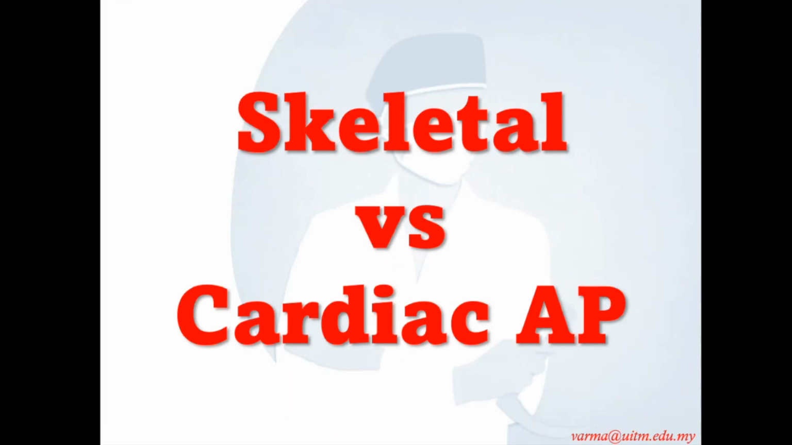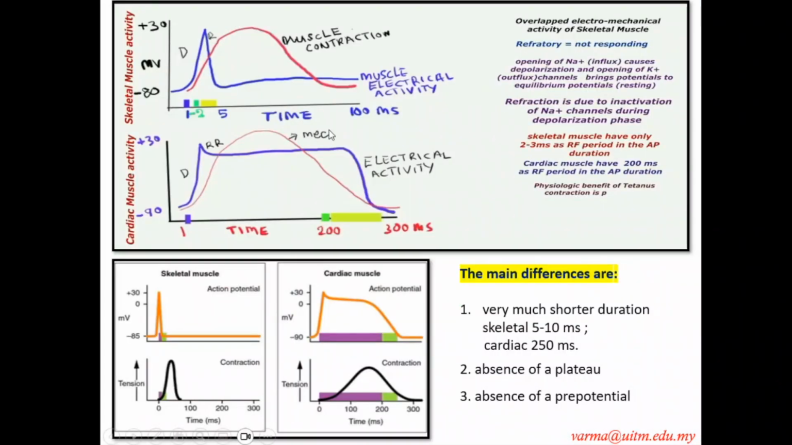So, skeletal muscle versus cardiac action potential. There are similarities and differences. The similarities I've talked about. The rapid depolarization is about sodium influx. They both have a stable resting membrane potential. They do have a refractory period, but in cardiac muscle the refractory period is even longer. The main difference: the duration of the action potential of skeletal muscle is only 5 to 10 milliseconds, whereas for cardiac myocyte it is 250 milliseconds because of the lengthy refractory period.